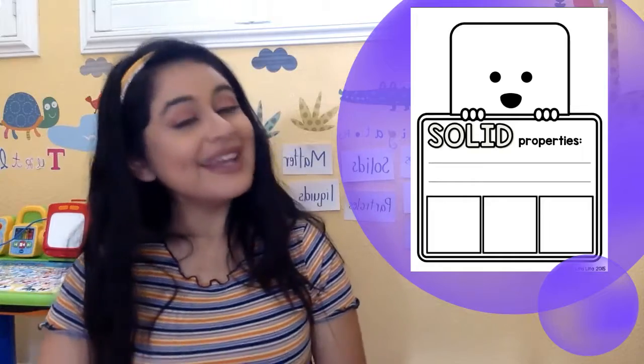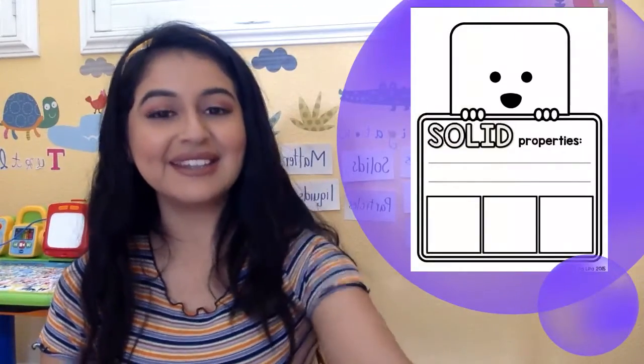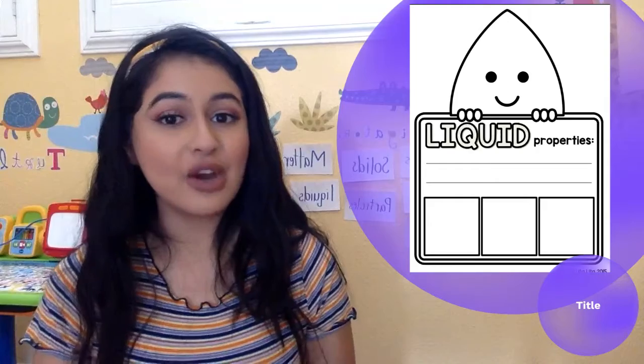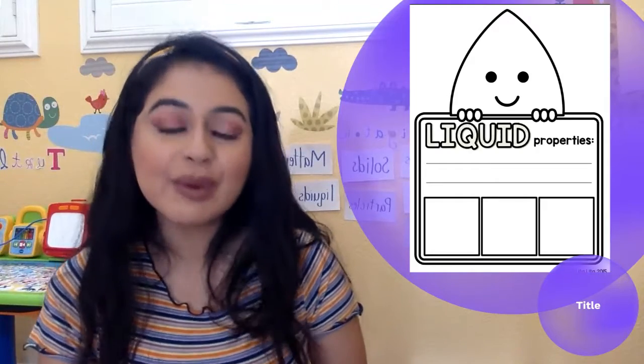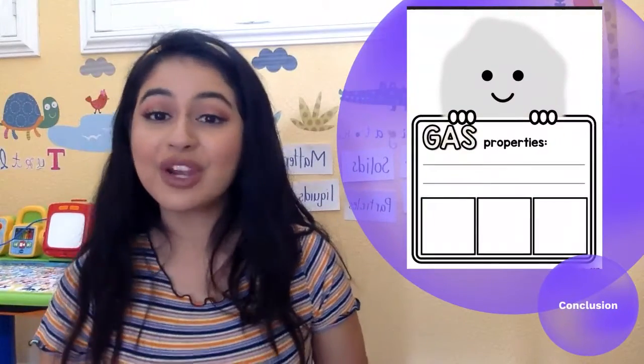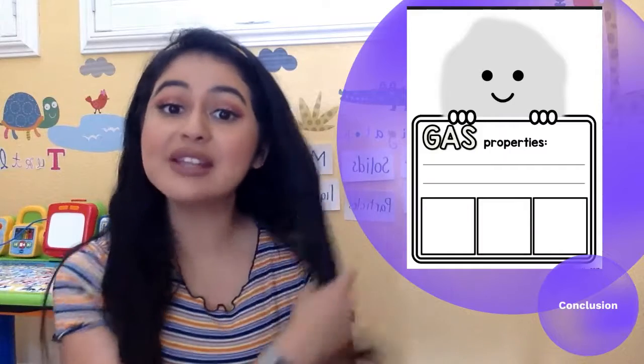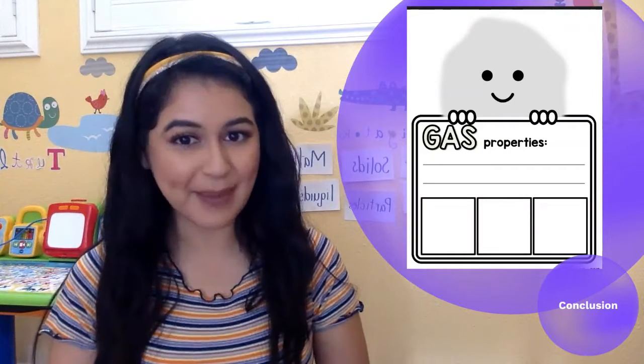Oh, and don't forget, what's the number 1 thing we put on our papers? Yes, our name, so please don't forget your name. Okay. The next one you're going to be filling out is the liquid properties as well as the examples. Do you guys remember about liquid? Great! Lastly, we're going to be doing our gas. Okay, so I want you to tell me the properties of gas as well as 3 examples.